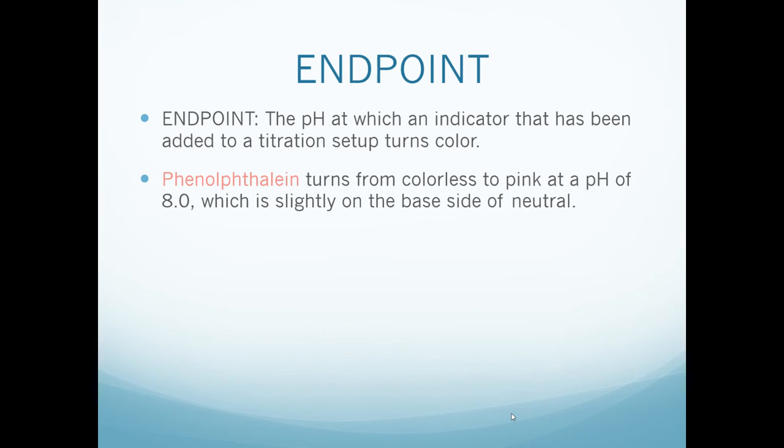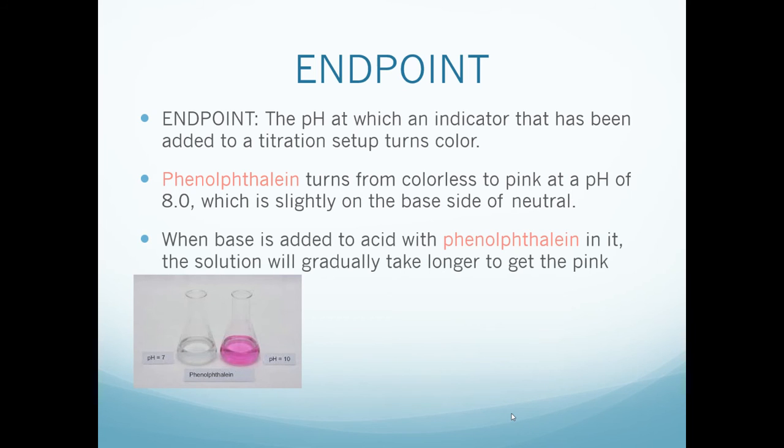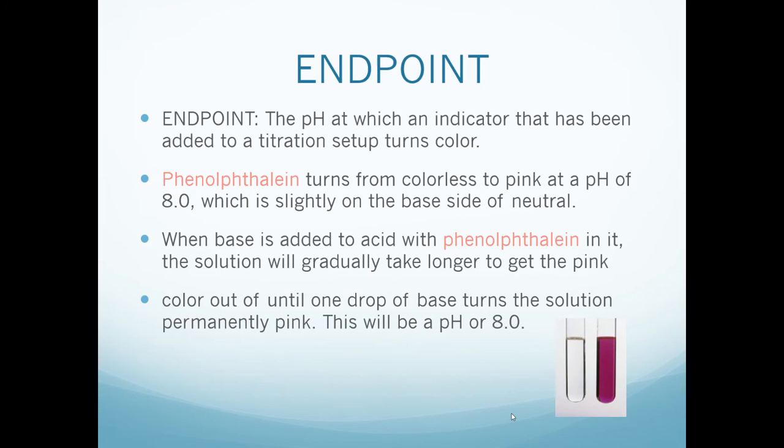All right, so the endpoint is the pH at which the indicator has changed color. So your experiment is over. The phenolphthalein has turned pink. However, phenolphthalein turns pink around 8, so you're past your neutral point. Your experiment is over, but it's not a perfect science when you're doing it through titration.